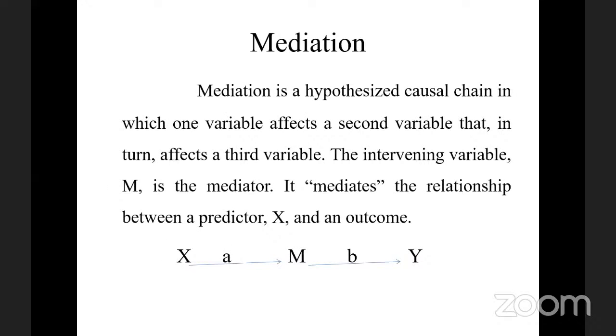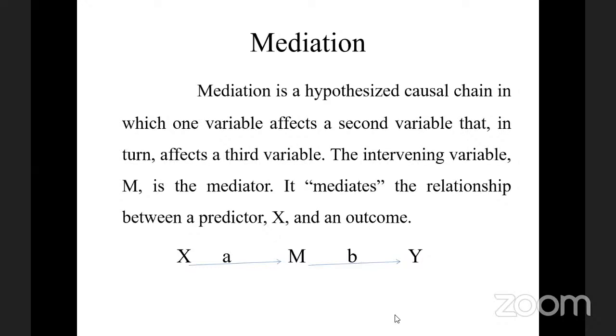Mediation. Now, mediation. We understand the concept of mediation. Mediation is a hypothetical. It is a hypothesized causal chain in which one variable affects a second variable that in turn affects a third variable. The intervening variable M is the mediator. It mediates the relationship between the predictor X and the outcome variable.